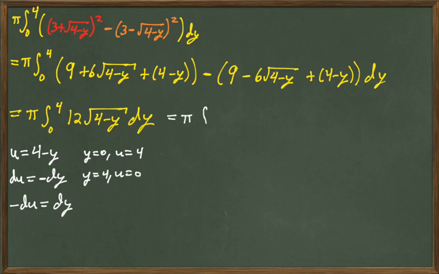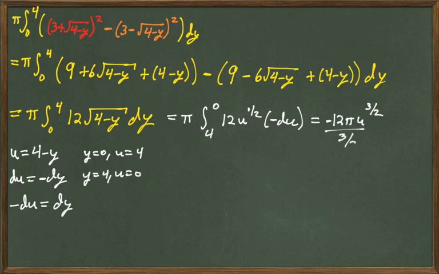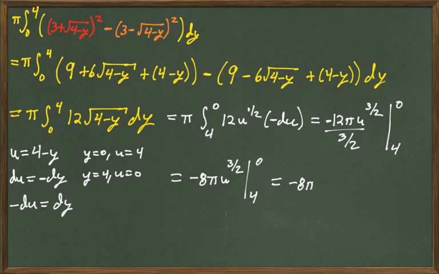So we have pi, integral from 4 to 0, 12 u to the 1/2, and then dy is negative du. So when we integrate that, that's going to be negative 12 pi u to the 3/2 divided by 3/2, evaluated from 4 to 0. That's going to be negative 8 pi u to the 3/2 evaluated from 4 to 0. So negative 8 pi times the quantity 0 to the 3/2 minus 4 to the 3/2. It's going to be negative 8 pi times negative 8. And so there we go.